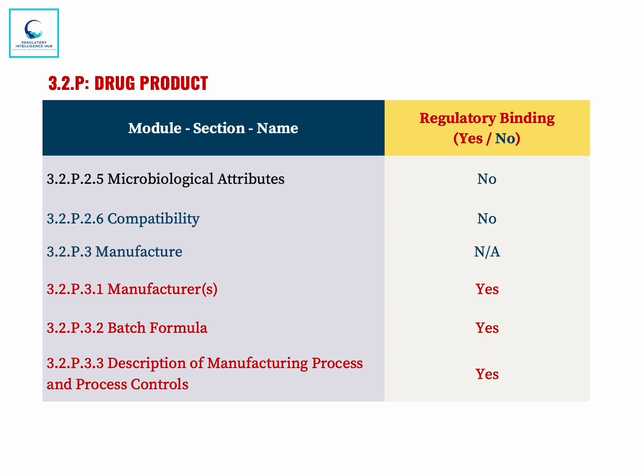Drug product manufacture. For drug product manufacturing, binding information includes manufacturing sites, batch formula, manufacturing process description, and process controls. These elements define the approved commercial manufacturing process. Any modification may trigger post-approval reporting requirements.